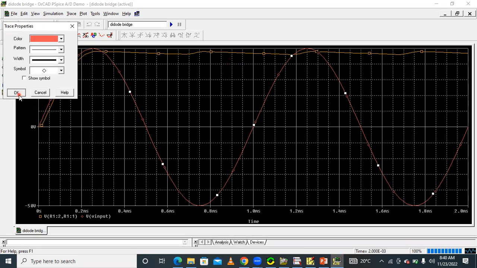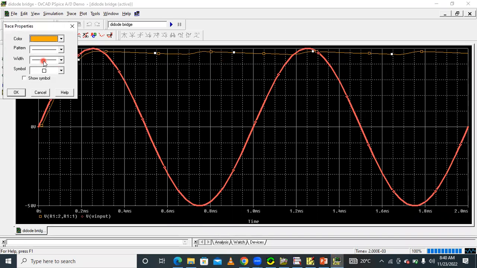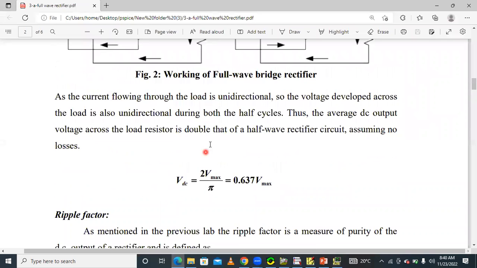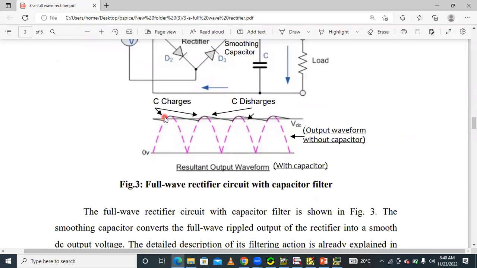So based on the capacitance, the ripples are reduced. If the capacitance is high, we will get exactly DC. In this way, the capacitor is charging and then discharging, charging, discharging. So like this, with filter, the capacitor is charging and then discharging, charging, discharging.